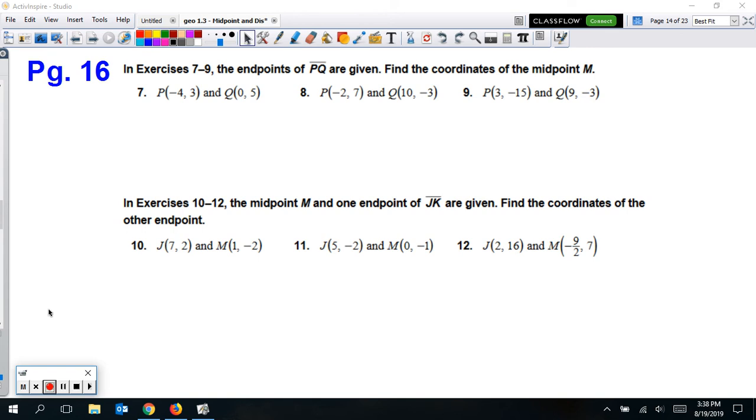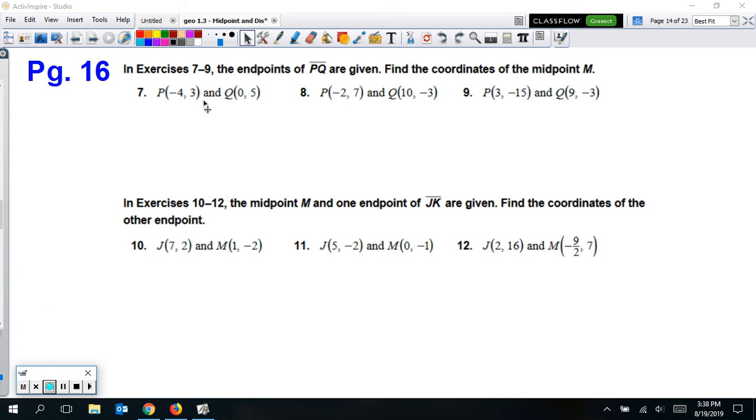Okay, so back on the extra practice, we're on page 16. Numbers 7 through 9 say that the endpoints of PQ, so think about a segment on a coordinate plane, are given. You have a segment with endpoints labeled P and Q, given by these ordered pairs. It just wants us to find the coordinates of the midpoint M. So what would be the coordinates of the midpoint of that PQ segment?